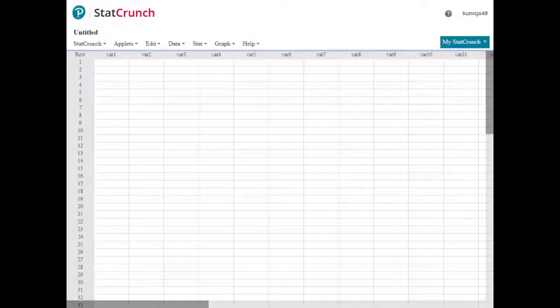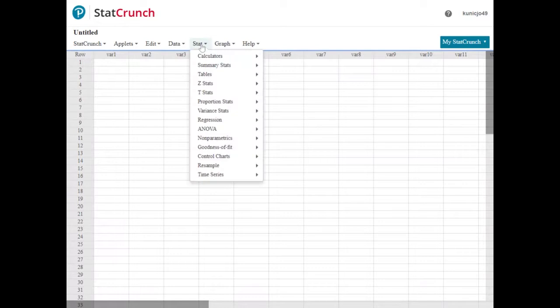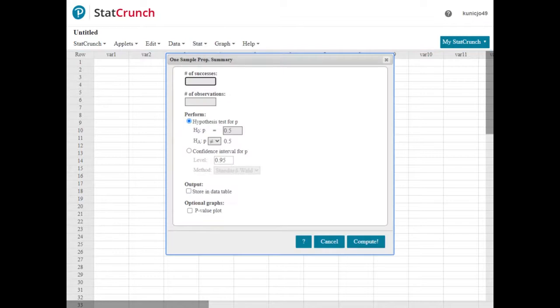So there's StatCrunch. Now, this is a proportion, so it turns out to be a z-test. The only possibility for a proportion is a z-test. It's one sample, and it's with the summary data. Number of successes is the number of yeses, because we're typifying those as a yes. 397 was the no's.